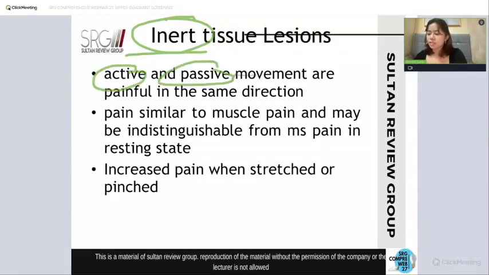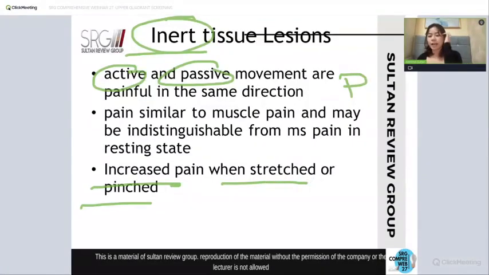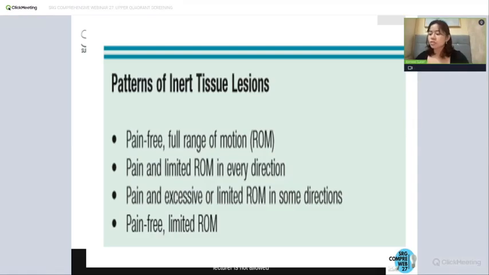Tatandaan lang po if we're dealing with inert, since we're dealing with the passive movement here, ang tinitingnan po natin would be number one, pain. Lagi pong may pain. Hindi mawawala ang pain because we're dealing with a lesion. As long as may lesion po, may pain yung pasyente dapat. So hindi mawawala yung pain po natin. Okay? So pain is always constant.